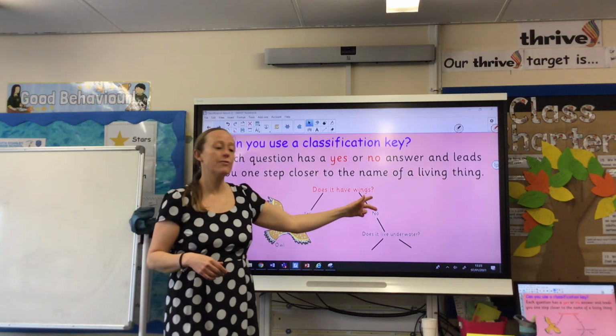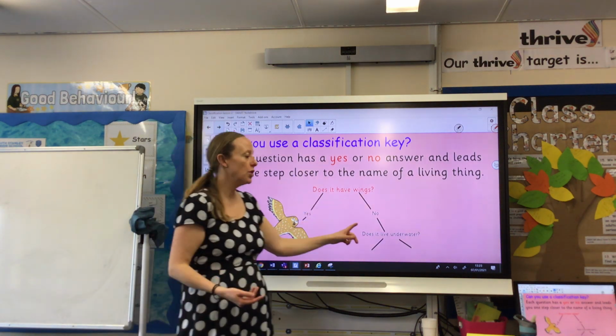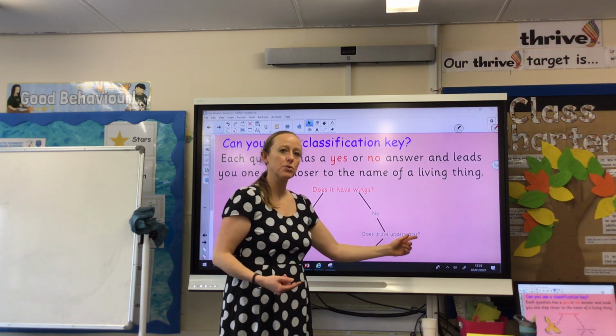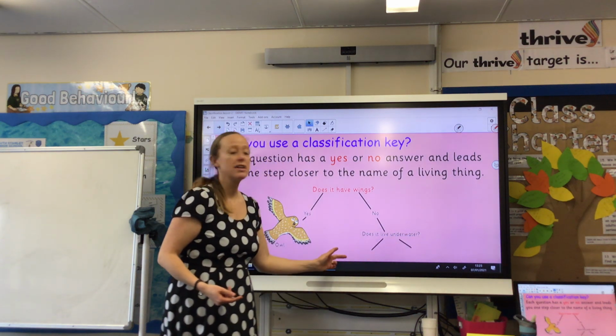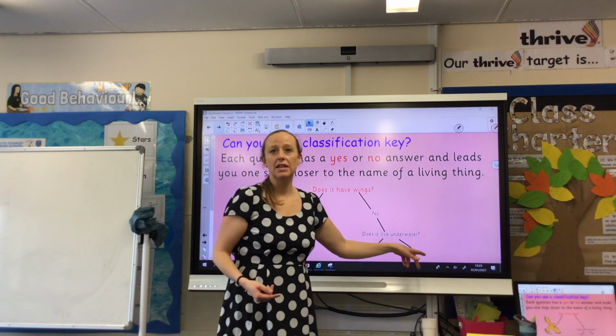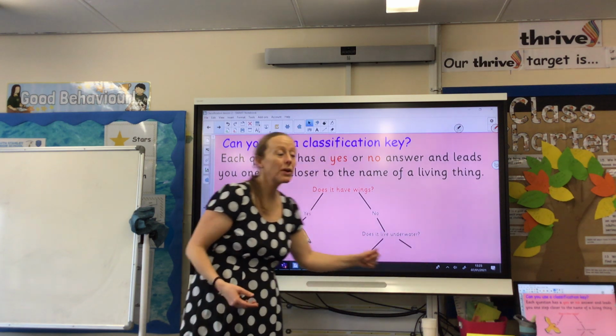Okay, so does it have wings? Yes, it's an owl. No, the next question, does it live underwater? Yes, might be a frog. No, might be something like a cow. Okay?